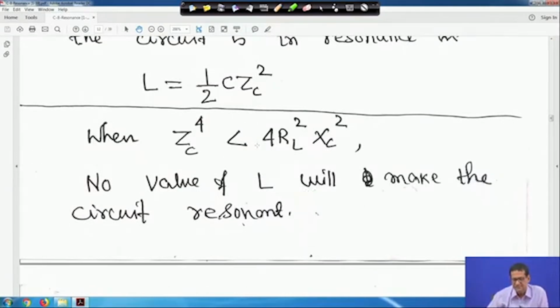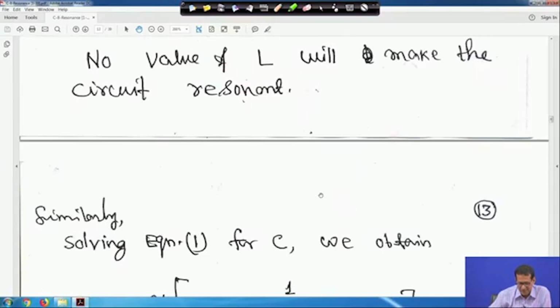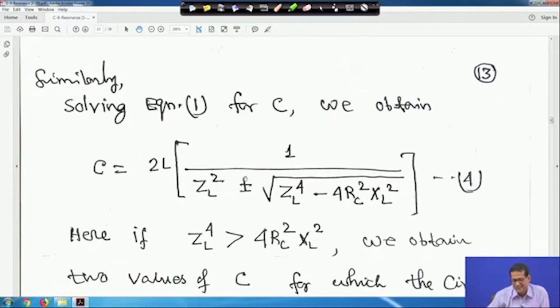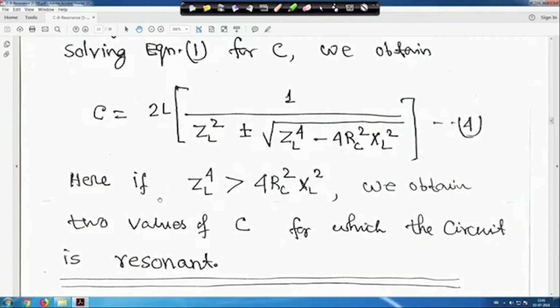So if this condition holds, the square root term is negative, and there will be no value of L that will make the circuit resonant, right. So this is for L. Similarly, from equation 1, you solve for C. I have written it, but I suggest you solve it yourself. So again from equation 1, you solve for C.